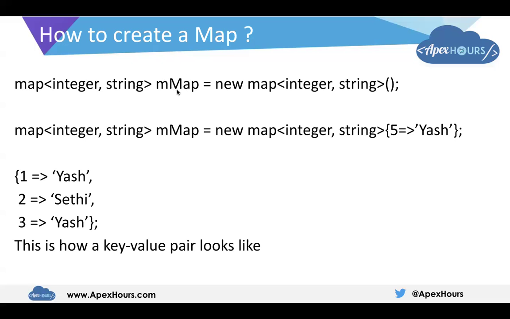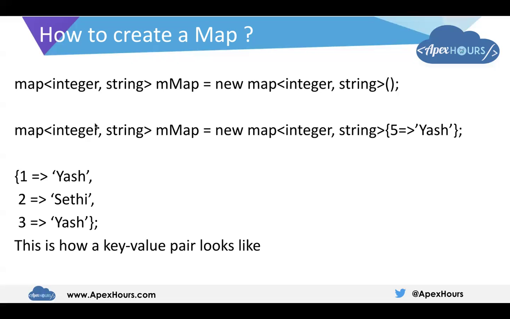mmap is the name of this map. You can mention any name, whatever you want, equals to new map of integer comma string. This will create an empty map where the data type of key is integer and the data type of value is string.